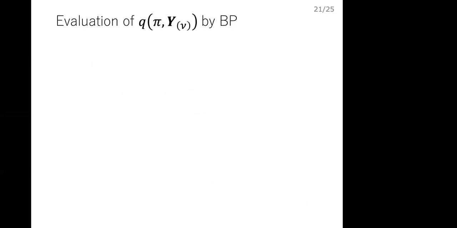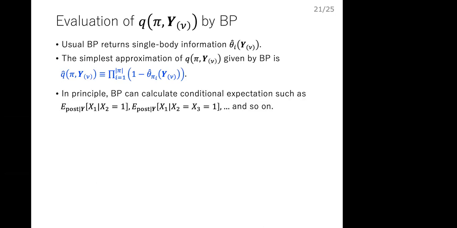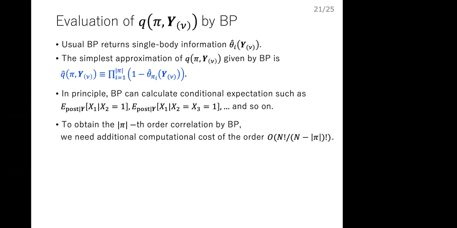However, the BP algorithm returns single body information that is denoted by theta hat. The simplest approximation of Q given by BP is the product of 1 minus infection probability in the pool. In principle, BP can calculate conditional expectations such as the expectation of xi conditioned by xj, or xj conditioned by xj and xk. To obtain higher order correlation by belief propagation, we need additional computational cost, and the order of which increases as the group size increases.